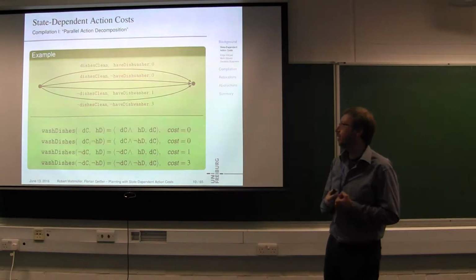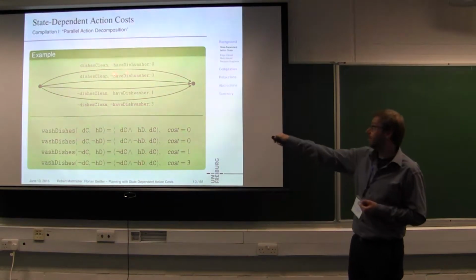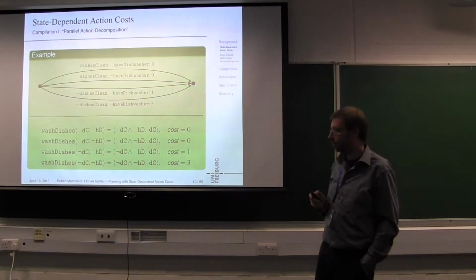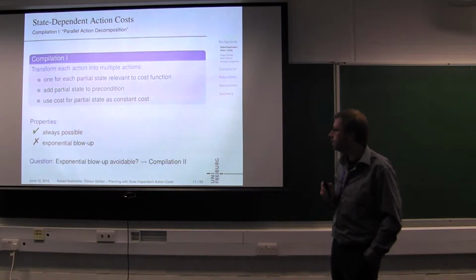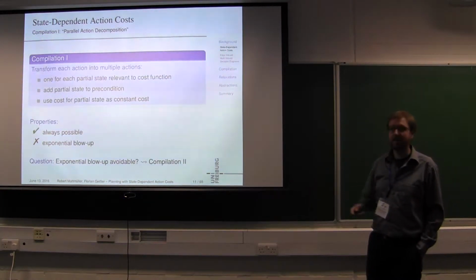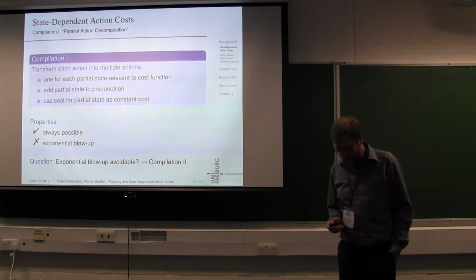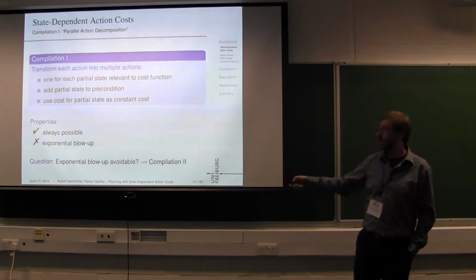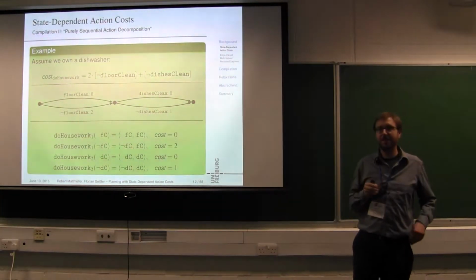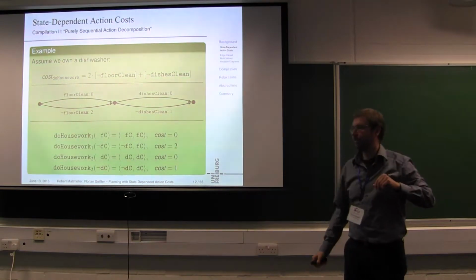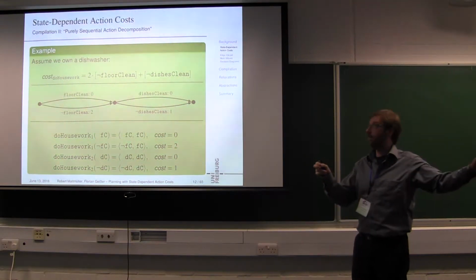If you had a third binary variable, you would have 8 arcs here, so it's 2 to the n for n binary variables. So this raises the question, can we somehow avoid this exponential blow-up? And the answer is, well, sometimes. And that's what the second compilation is about. Instead of multiplying out all the domains of the relevant variables of the cost function, we test these variables sequentially.